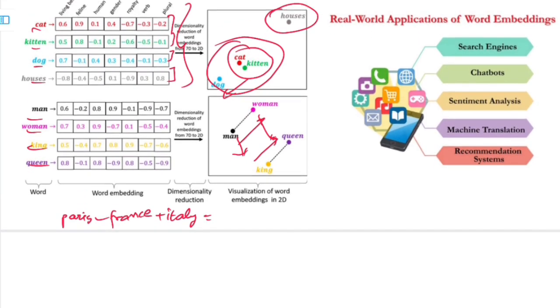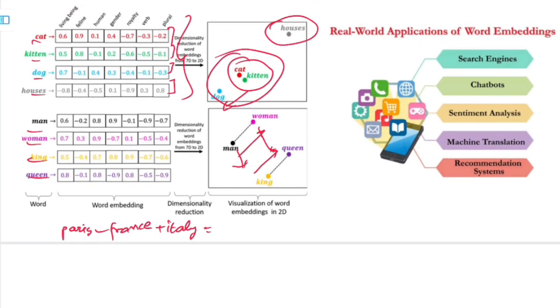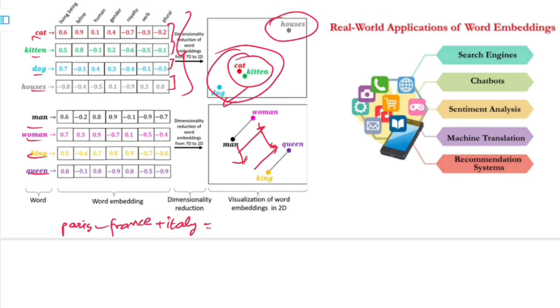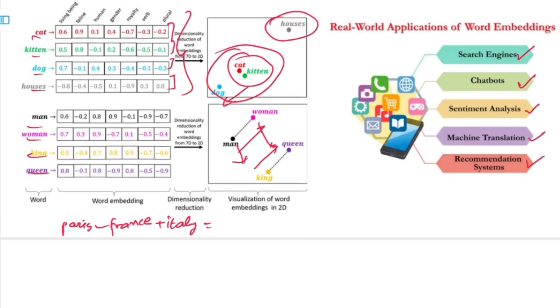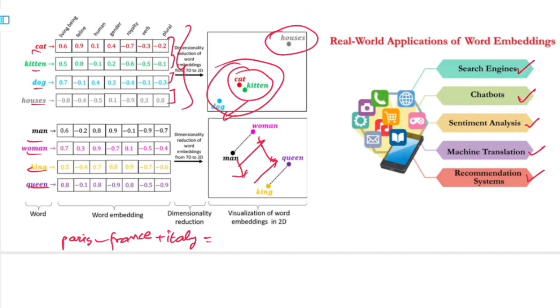Now let's see why this is useful in the real world. What are the applications of these embeddings? For example, in search engines to understand meaning, not just keywords. Also chatbots to interpret user queries, sentiment analysis to understand opinions, machine translation to map meaning across languages, and recommendation systems to find similar items. And in all these cases the key idea is the same: words with similar meaning have similar representations.